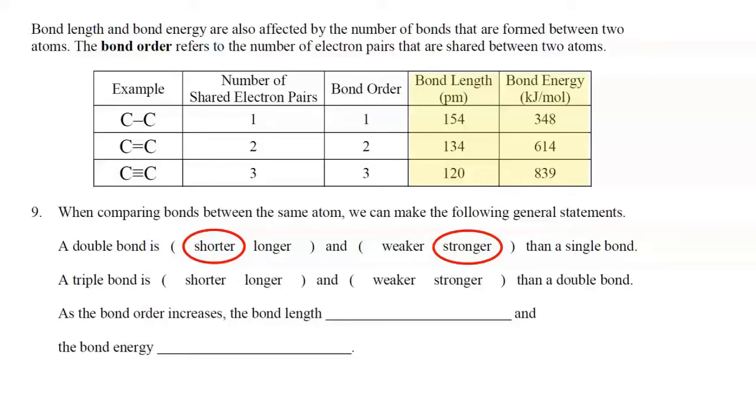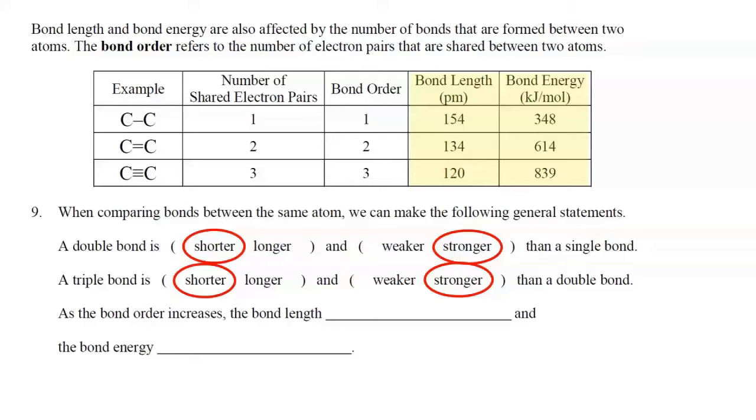When we compare a triple bond to a double bond, they get even shorter and even stronger. So 120 is less than 134. That's a shorter bond. 839 is larger than 614. That is a higher bond energy, therefore stronger because it requires more energy to break.